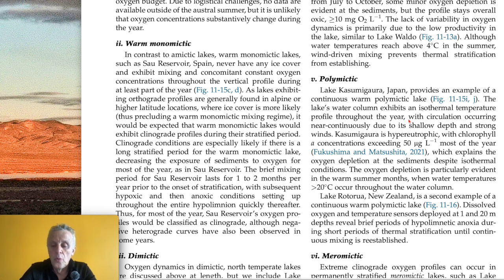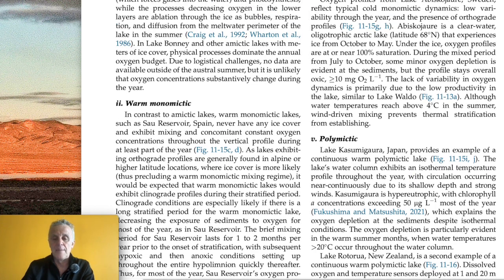Lake Rotorua in New Zealand is a second example of a continuous warm polymictic lake. Dissolved oxygen and temperature sensors deployed at 1 and 20 meter depth reveal brief periods of hypolimnetic anoxia during short periods of thermal stratification until continuous mixing is reestablished.